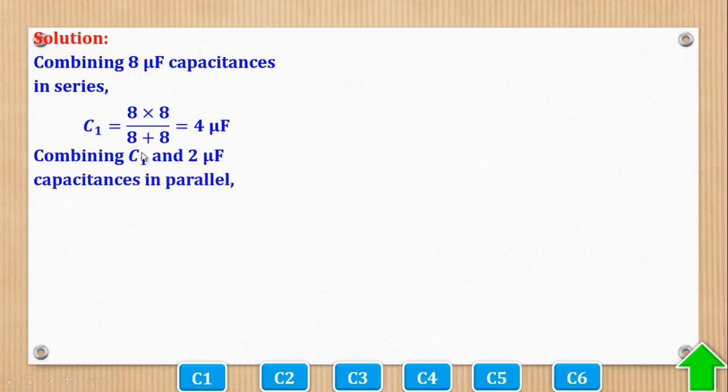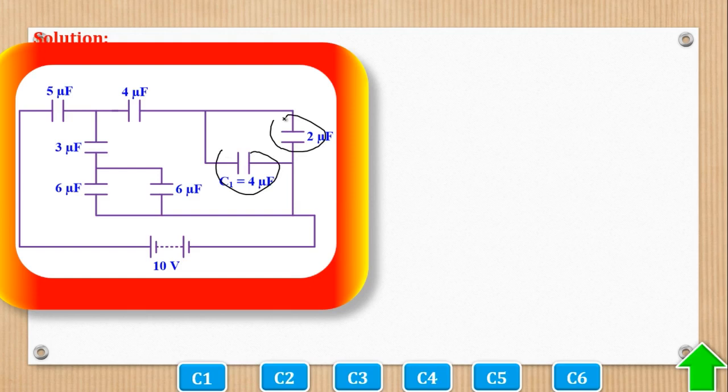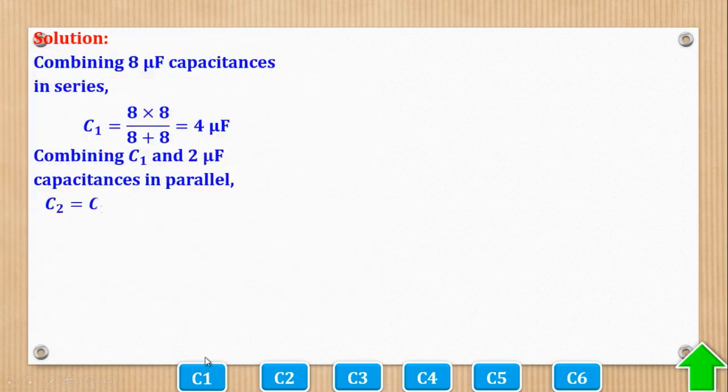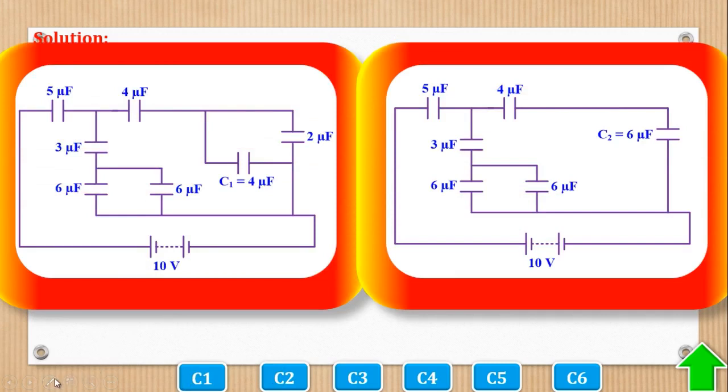Then we are going to combine C1 and the 2 microfarad which are in parallel. Now here, if you look at this and this are in parallel. So what we are going to do, we are going to combine them into one. So when you combine, you shall come up with 6 microfarad. And after combining, this is what will happen. So if you look at this previously, these were 2, but now we are combining them into 1 to give you this C2.